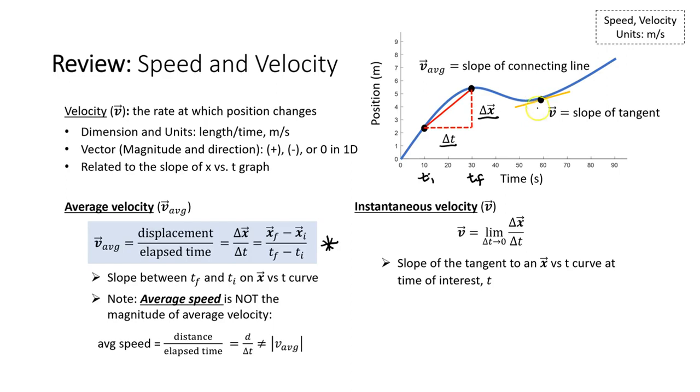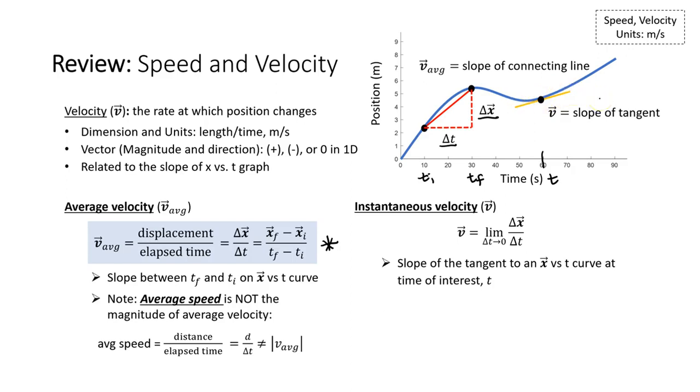So now I've picked some new time. It looks like it's about 60 seconds here. So I would say that this is my time of interest here. And so then I drew a point on my graph that corresponded to that point of interest. And I drew in the tangent to the graph at that moment in time.